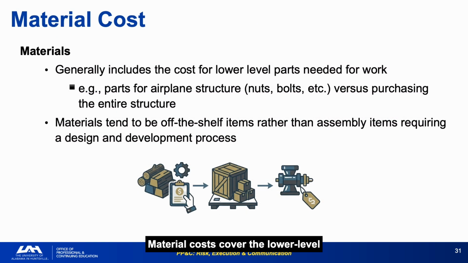Material costs cover the lower-level parts and components needed for the work, typically off-the-shelf items rather than assembled systems requiring their own design and development process. Material procurement has historically been a source of fraud risk. Non-standard or unqualified parts introduced through the supply chain can create both safety and cost issues that do not surface until integration or testing. Material cost is a smaller percentage of total program cost than labor, but can spike unexpectedly when component obsolescence, qualification failures, or sole source premiums drive unit costs above plan.